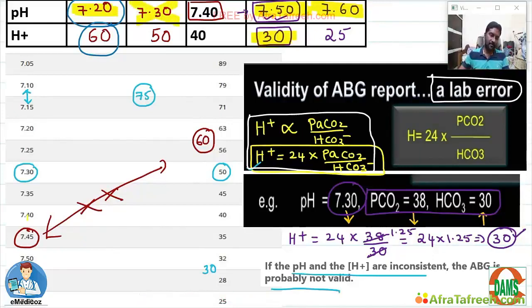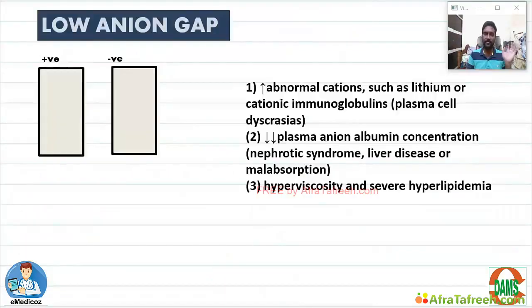So instead of following this table, you can just know this simple concept. At 7.40 of pH, H plus concentration will be 40. At 7.30 it will be 50, 7.20 60, 7.50 30, 7.60 25. This is a very easy and handy method to check the validity of an ABG report.